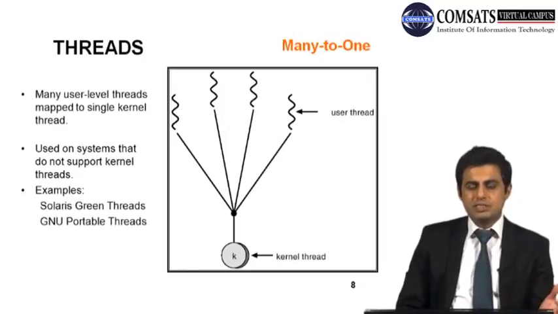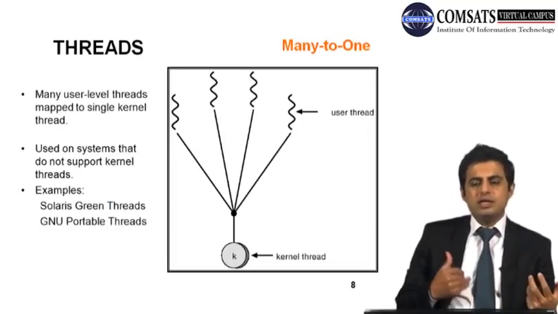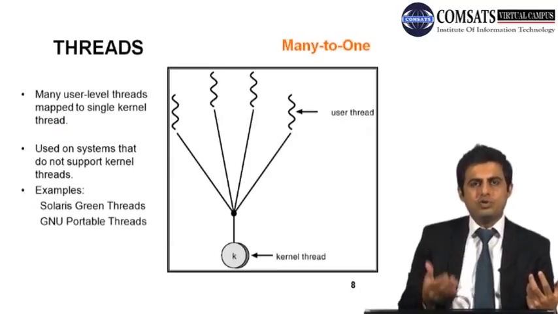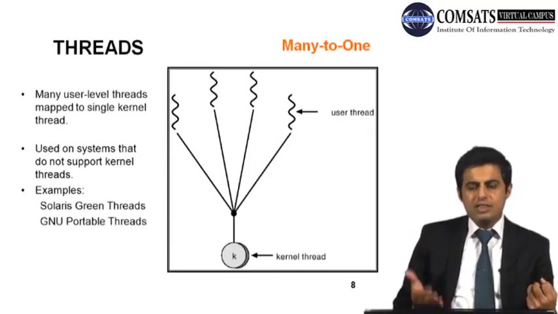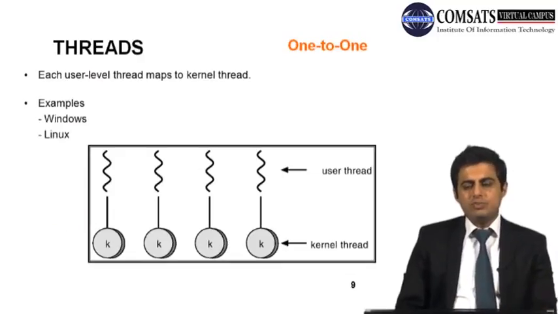There are some operating systems which do not support kernel to make their own thread and to manage the threads. So what happens is in that system you can, as a user, code your threads, you can start new threads and they will be managed by the kernel internally. تو اس کی کچھ ایگزامپلز ہیں کہ سولرس گرین تھریڈز ہیں یا GNU پورٹیبل تھریڈز ہیں جو کہ کرنل تھریڈ مینیج کرتے ہیں۔ اچھا، اب کچھ ایسے سسٹم ہیں کہ ان میں you can make as a user you can make your own threads but they will be controlled by different kernels.